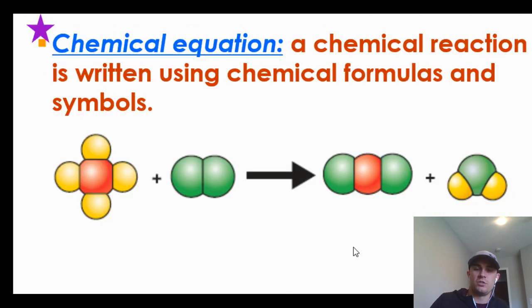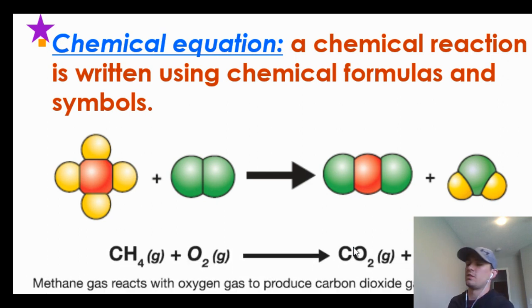Now, how are reactions written? So chemical equations, this was your fourth learning target. A chemical reaction is written using chemical formulas and symbols, and you guys have seen this. I just want to make sure that you understand everything that is involved with it. What we have on the left side of our arrow, the side that the arrow is pointing away from, those are going to be our reactants. Those are what we put into the equation. In this case, it's methane gas, CH4, and oxygen gas, O2.